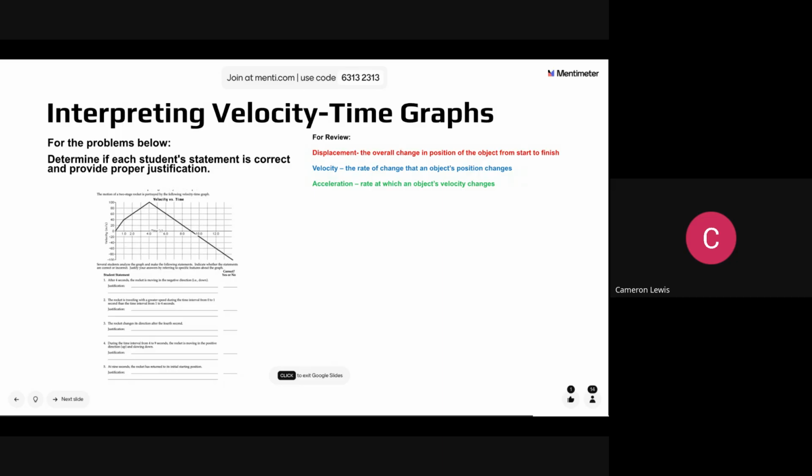So we got no, yes, no, yes. All right, last one. At 9 seconds, the rocket has returned to its initial starting position. You said no. Why you say no? You said it started at 0, then it went past the starting point as it continued to go down. I say yes, because it's staying right there on the apex with the starting block. You said it's at the apex with the starting point.